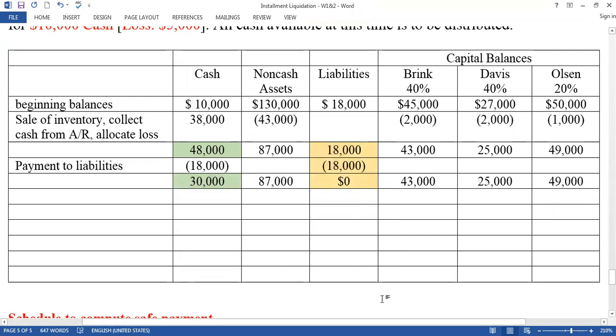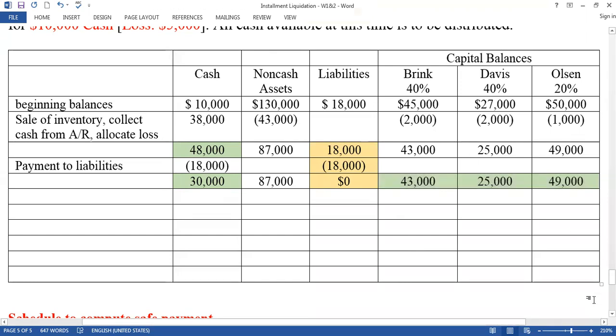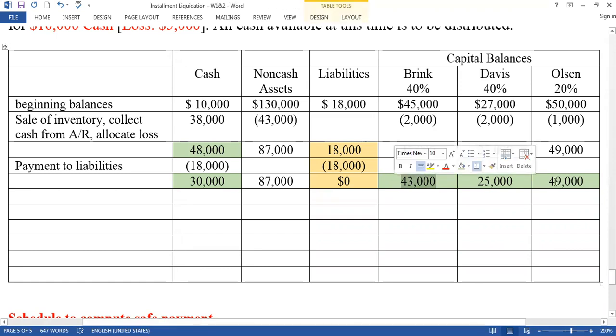This $30,000 cash is available, and these are the capital balances of the partners. Try to understand. According to this schedule, both partners are surviving partners, right? All of them have a positive capital balance. A $43,000 credit balance means positive, right? $25,000 positive, $49,000 positive. But how much cash do we actually have to pay? We have $30,000, but their capital is higher, so this $30,000 is not enough to pay them all.